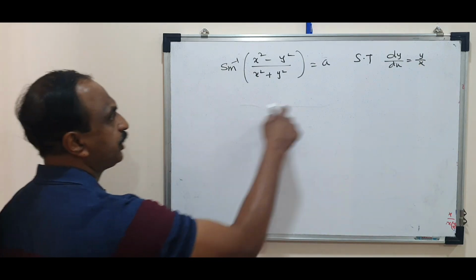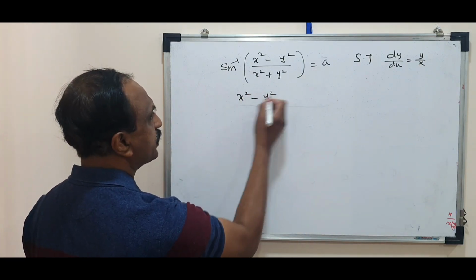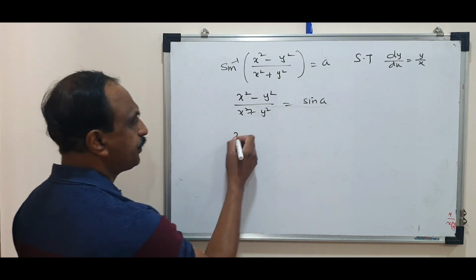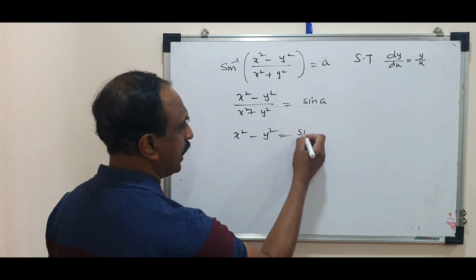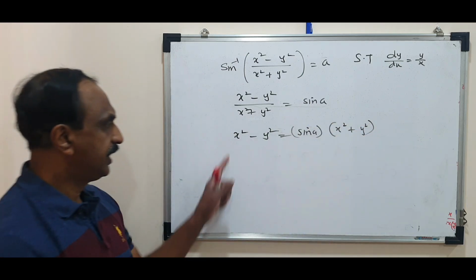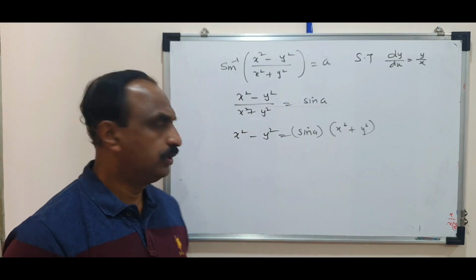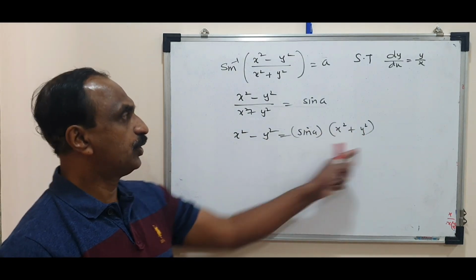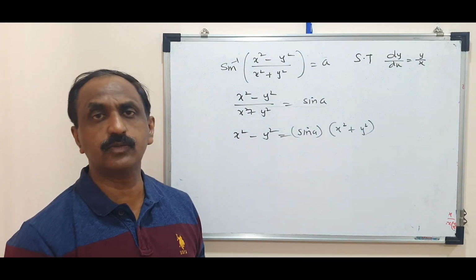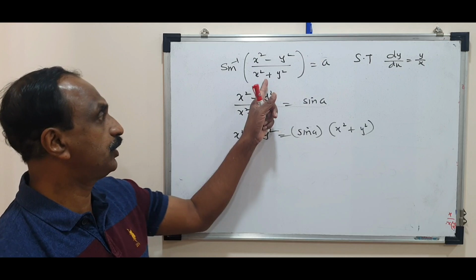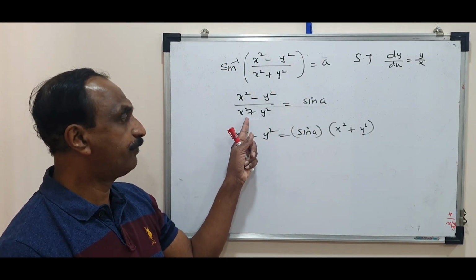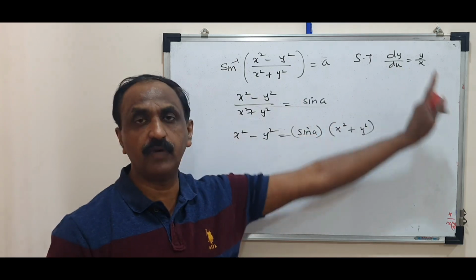Now if you take the sine to the other side, x square minus y square upon x square plus y square is sine a. If you cross multiply, x square minus y square equal to sine a into x square plus y square. What have you noticed? Every term's degree is 2. This is a homogeneous function. So the derivative of a homogeneous function will give you dy by dx equal to y by x, and the answer will be y by x. So you can easily come to know, before you start the problem, this is a homogeneous function of degree 2, therefore the derivative will be y by x.